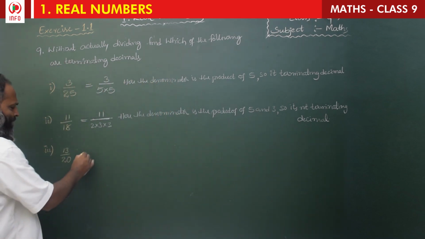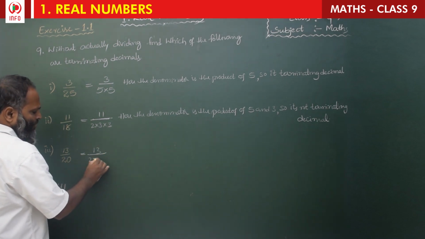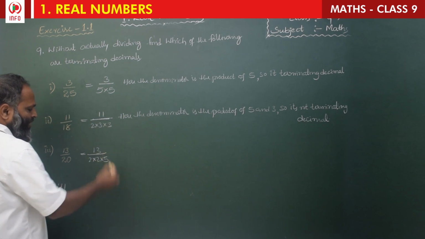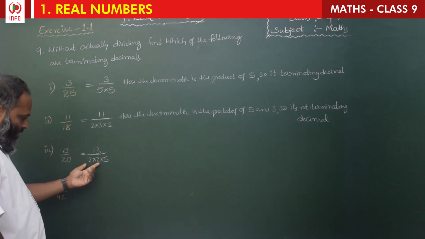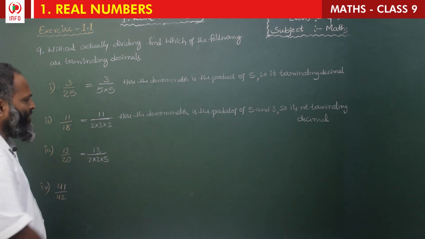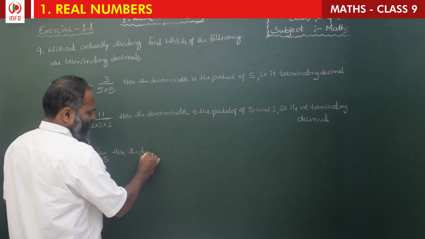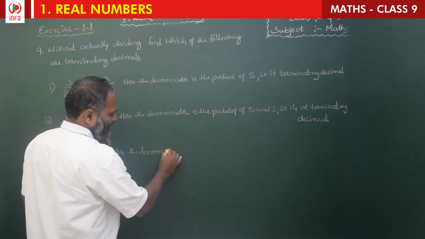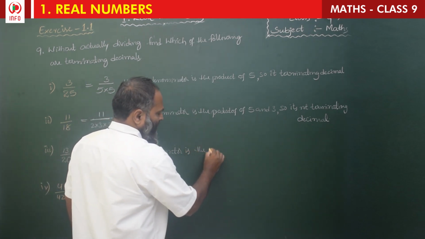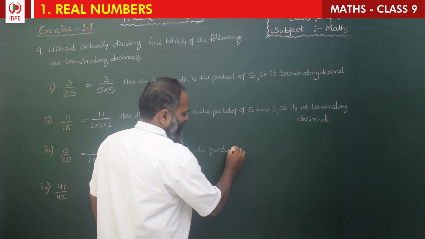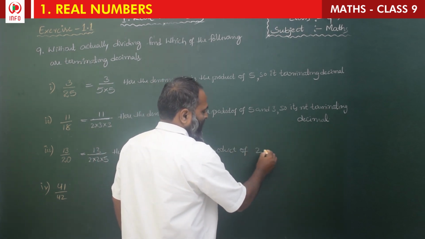Okay. Next. So 13 by 20 means 2 2's are 4, 4 5's are 20. So here the denominator is a combination of 2's and 5's. Here the denominator is the product of 2 and 5.